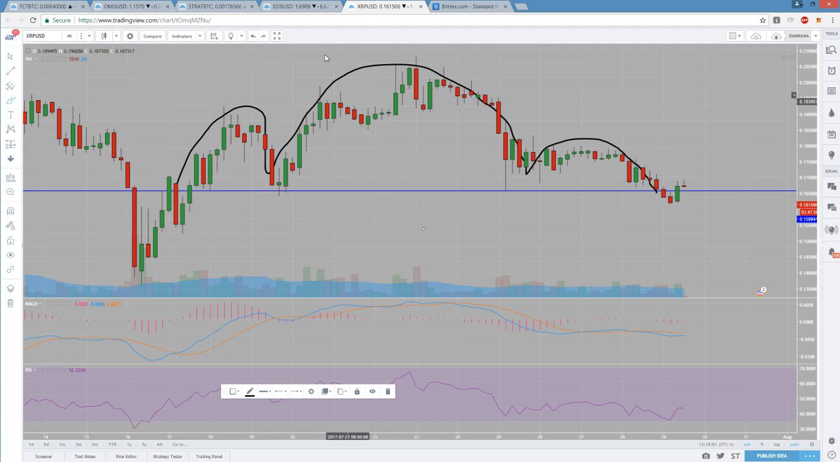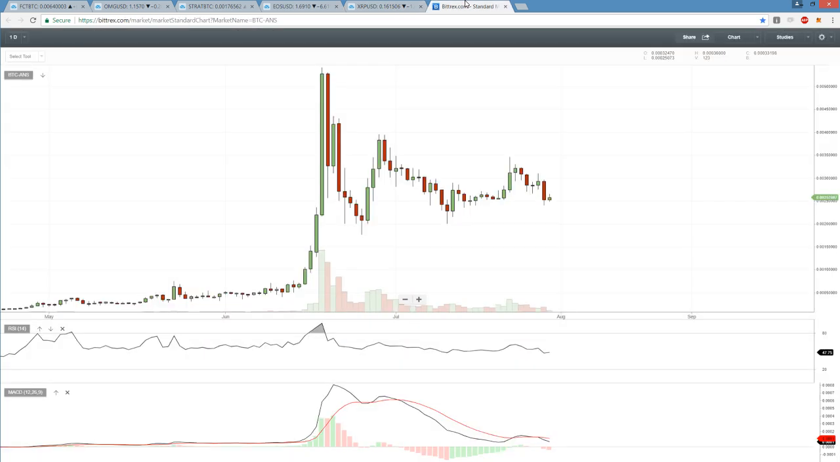But again, at this point, XRP out of these 5 so far is the weakest chart that we have looked at. So now going on to ANS, and ANS is not on TradingView. Eventually they'll get their act together, I'm sure. So using Bittrex here, and new to the Bittrex software, so bear with me. But it's a very clear pattern here.